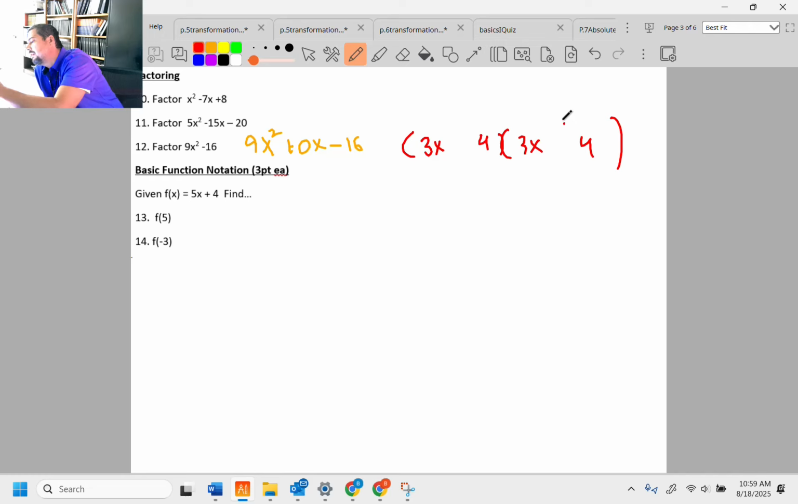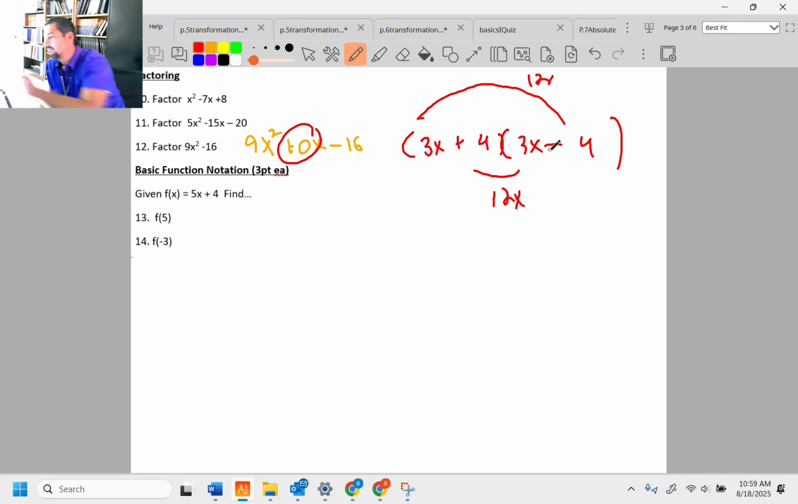Now let's think about what happens if I link these pieces. I get 12x and I get 12x. And remember, I need to add to nothing. So one of them's positive, one of them's negative. And I'd be in business, right? Because negative 12 plus 12 is 0.